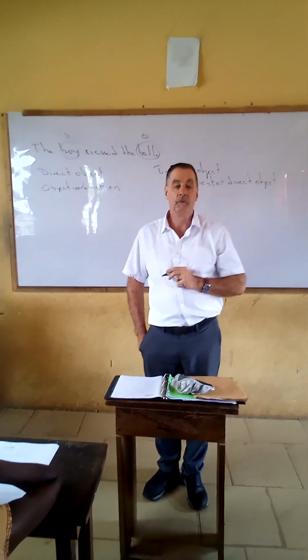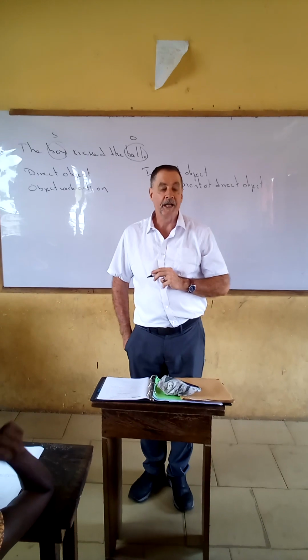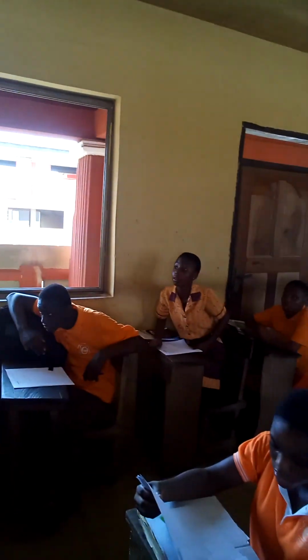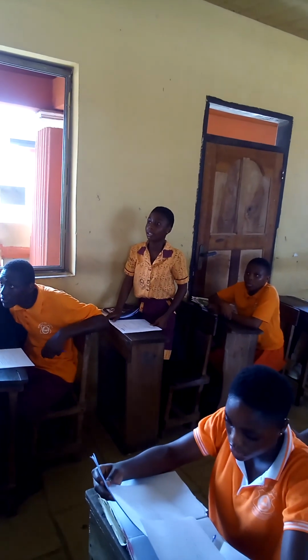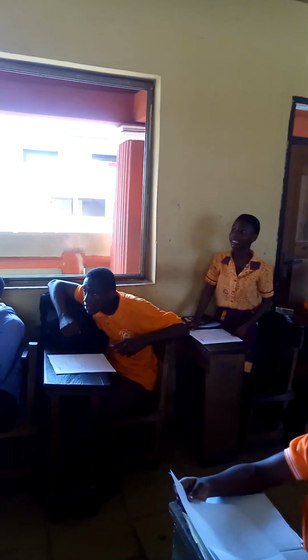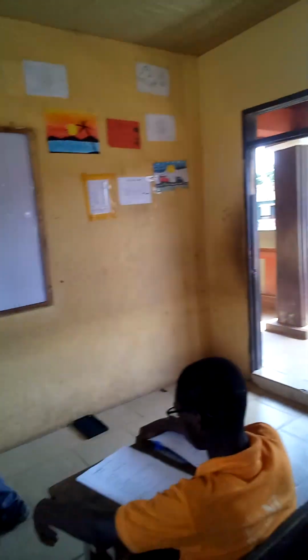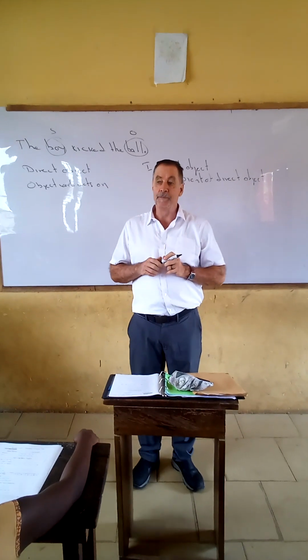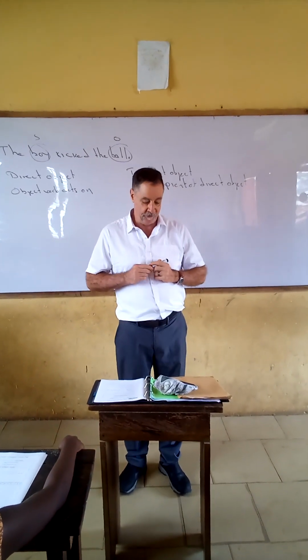Okay, repeat. She threw the ball to her teammate. Okay, what is the direct object? The ball. And what is the indirect object? Teammate, right. Okay, repeat. The cat brought an injured mouse for her kittens to play with.